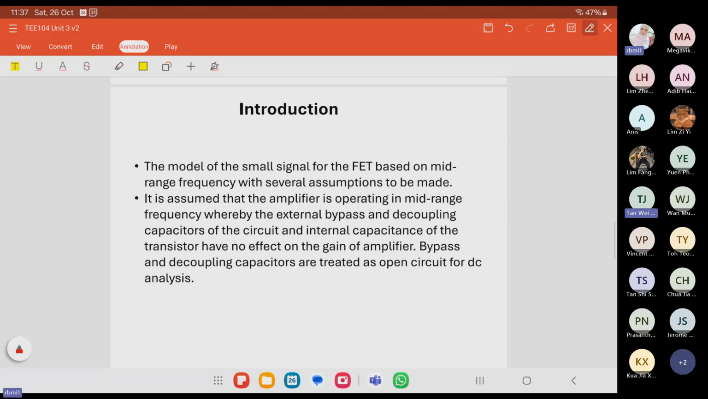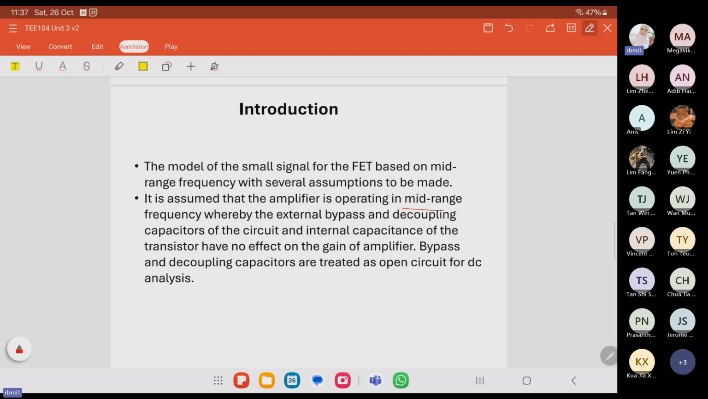Okay, for the model of the small signal of the FET based on the mid-range frequency, several assumptions are to be made. And then we show the model for the small signal amplifier. And this is the assumption. Okay, assume that the amplifier is operating in mid-range frequency, with the external bypass and decoupling capacitors of the circuit and internal capacitance of the transistor having no effect.